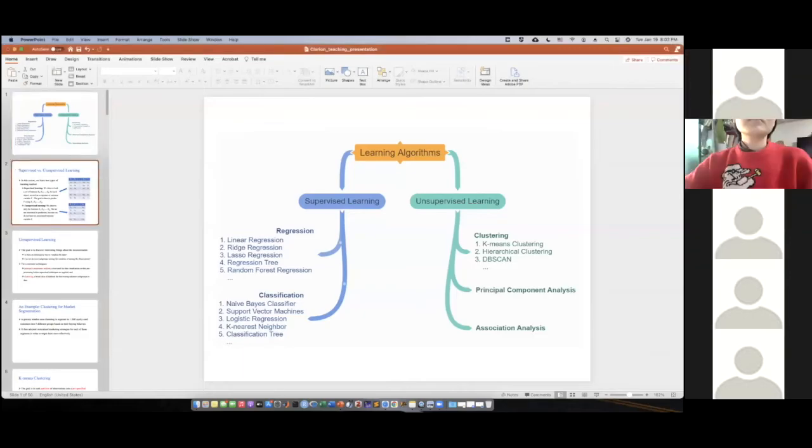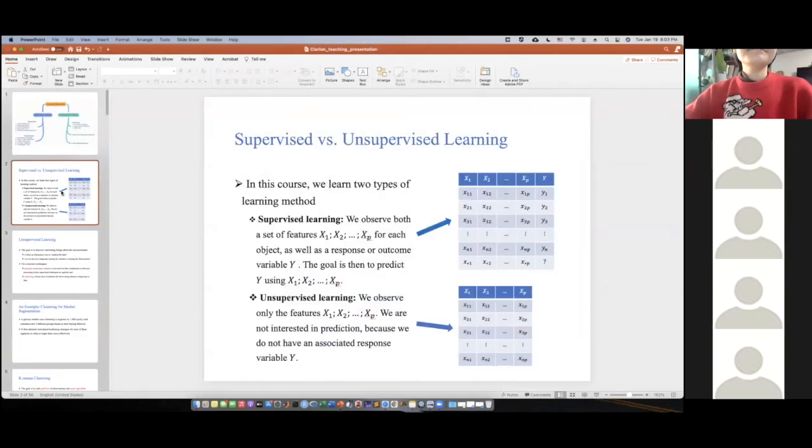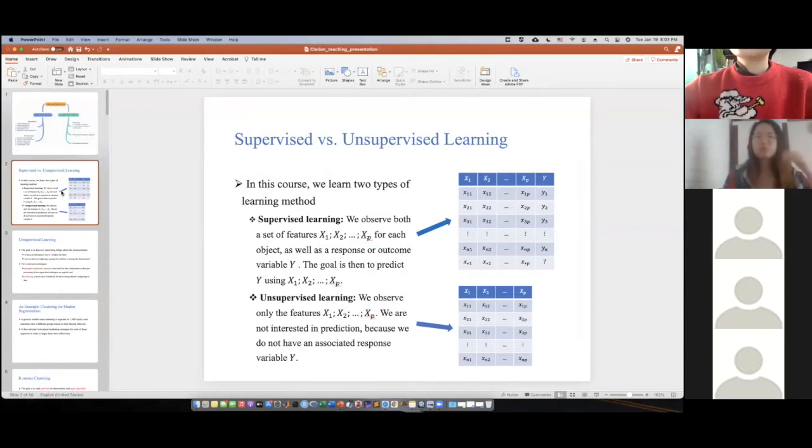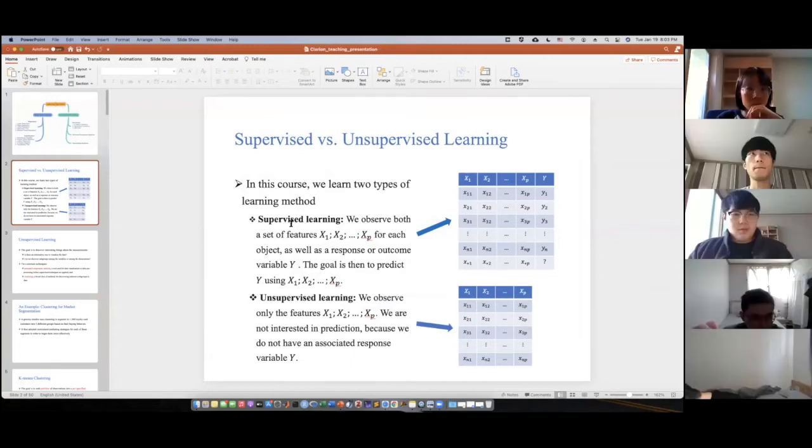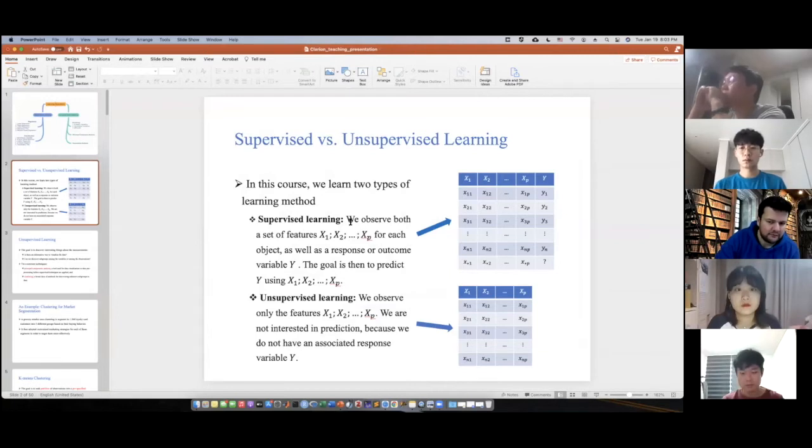Let's see what is the difference between supervised and unsupervised learning. In this course, you learn two types of learning methods, and we're going to learn the second one today, supervised and unsupervised. When I say supervised learning, it means we observe both a set of features for each object as well as a response or outcome variable Y.